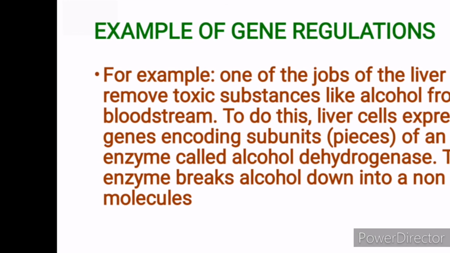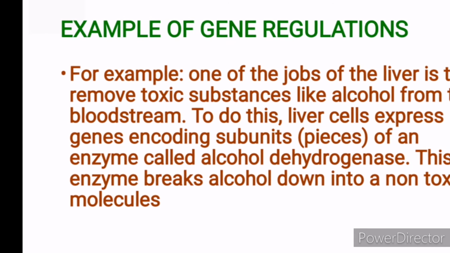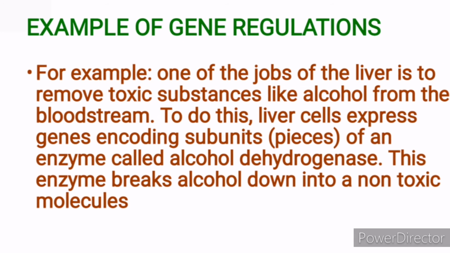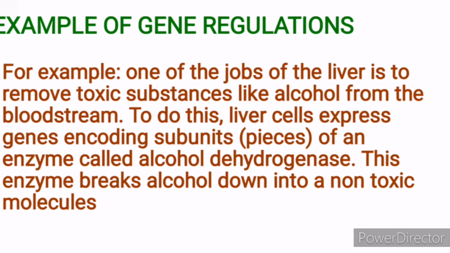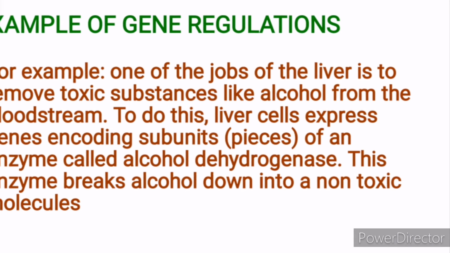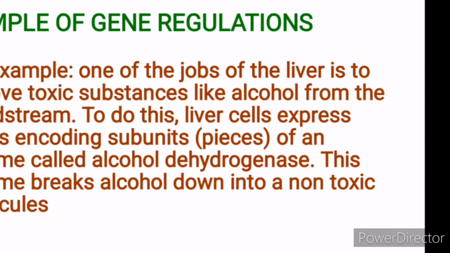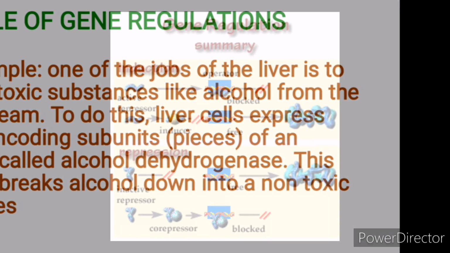Example of gene regulation. One of the jobs of the liver is to remove toxic substances like alcohol from the bloodstream. To do this, liver cells express genes encoding subunits or pieces of an enzyme called alcohol dehydrogenase. This enzyme breaks alcohol down into non-toxic molecules.